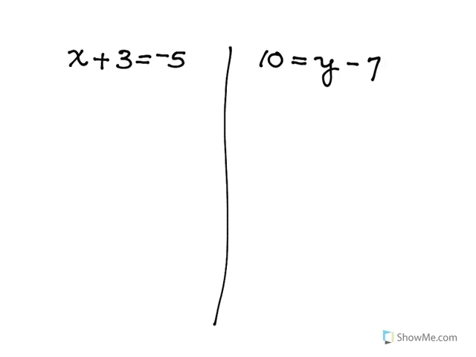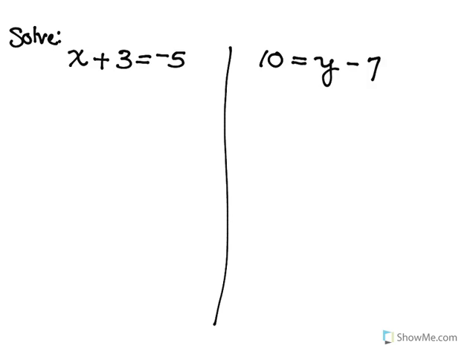Okay, so we are going to solve these equations here. So we're going to start with this first one: x plus 3 equals negative 5. When we are solving, the goal is to isolate the variable on one side of the equal sign.